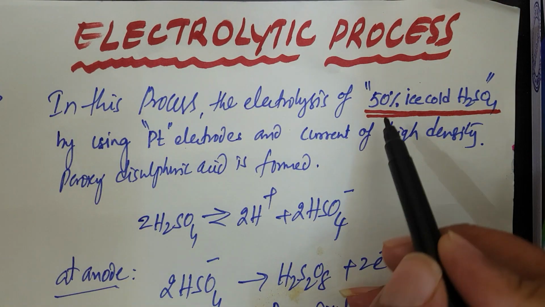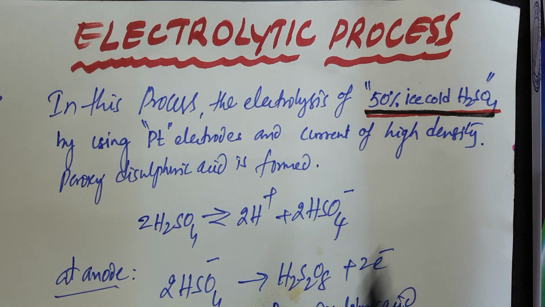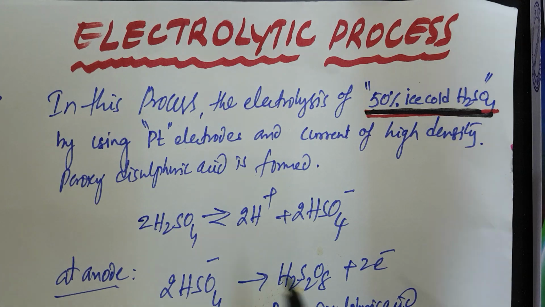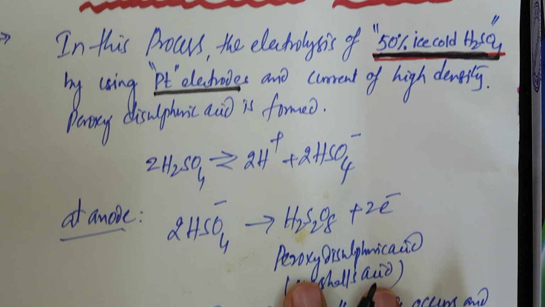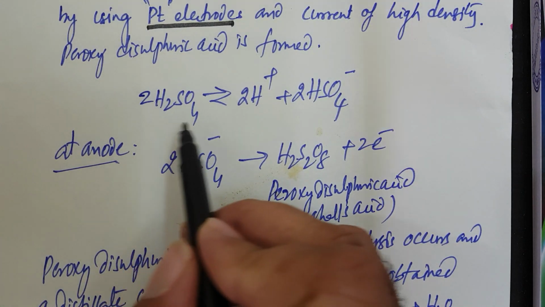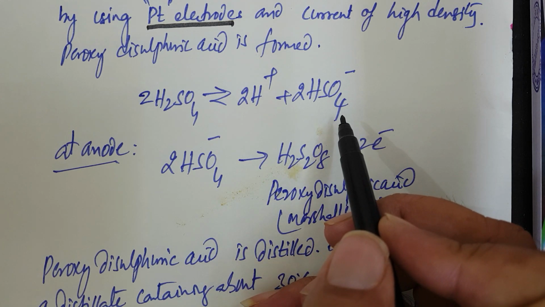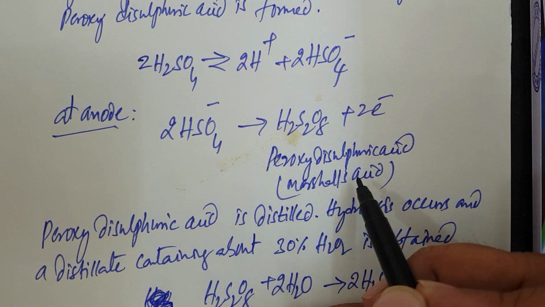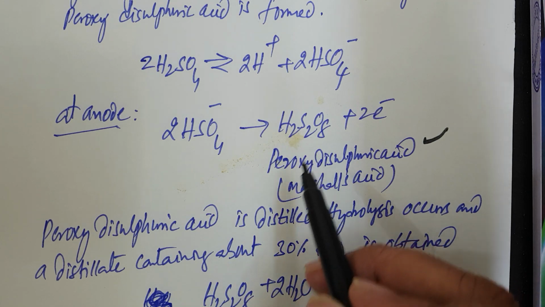In this process, the electrolyte is what? 50% ice cold sulfuric acid. In this process, the electrode used is platinum. See the reaction: 2H2SO4 gives rise to 2H+ and HSO4-. This is hydrogen sulfate. Hydrogen sulfate at the anode is converted into peroxy disulfuric acid, also called Marshall's acid, H2S2O8.